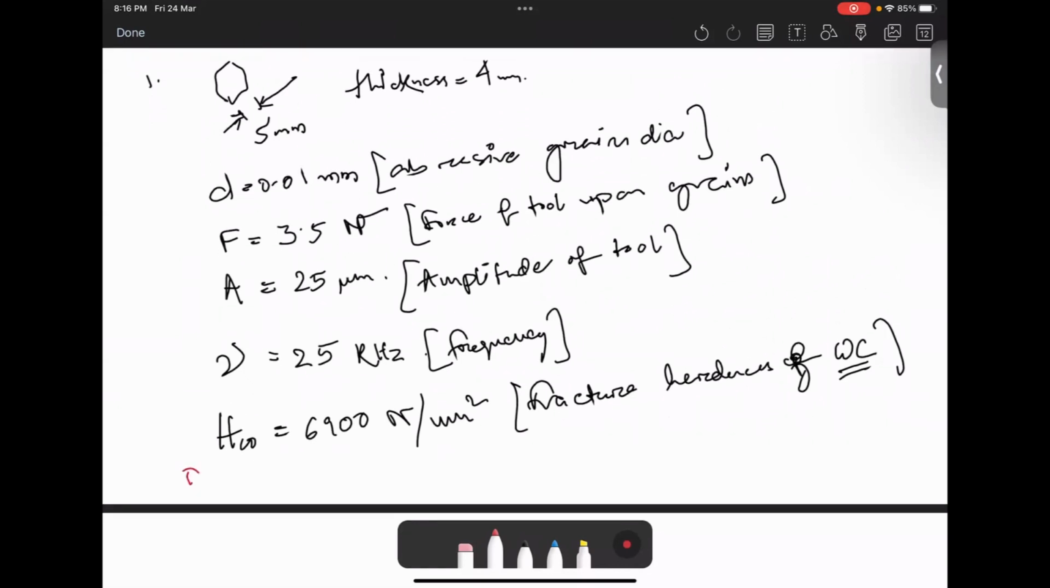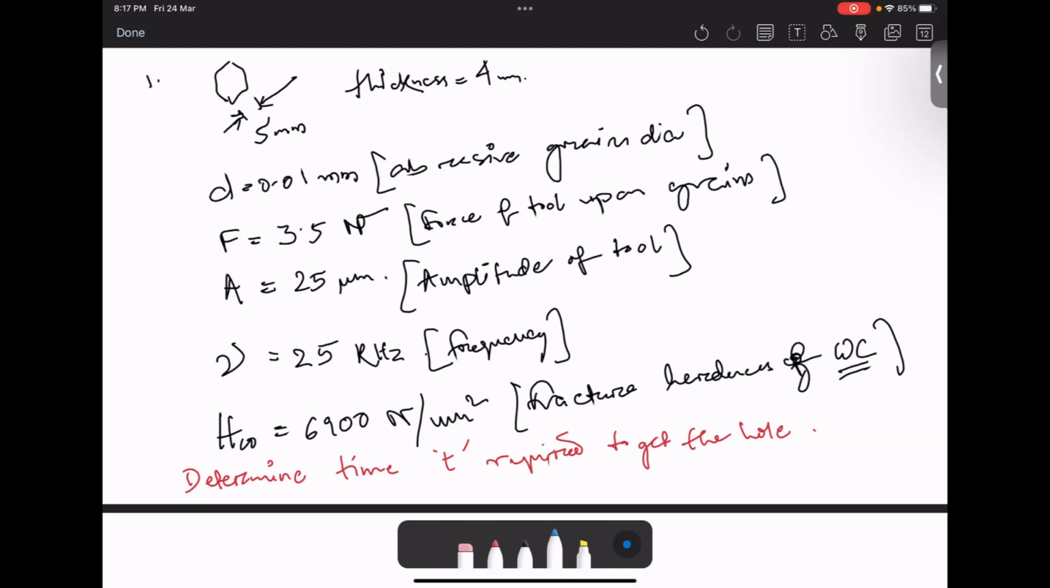You have to determine the time t required to get the hole. So let's go and discuss the solution as well.